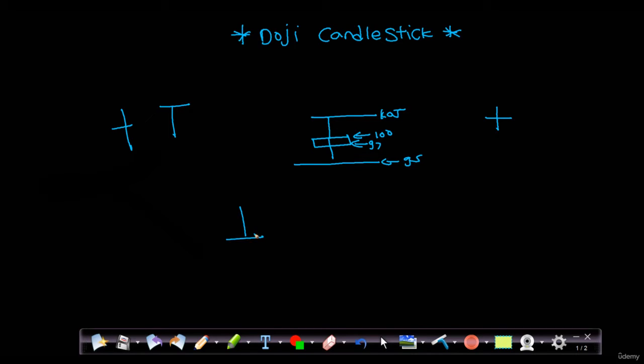or this sign, because for the Doji candle the body is very small. Sometimes the opening price is 100 as well as the closing price is also 100. So sometimes after the market moves downside or upside, we get this pattern or this pattern because the opening and closing prices are the same. That's why the Doji candlestick is called a neutral candlestick, because it does not represent anything.